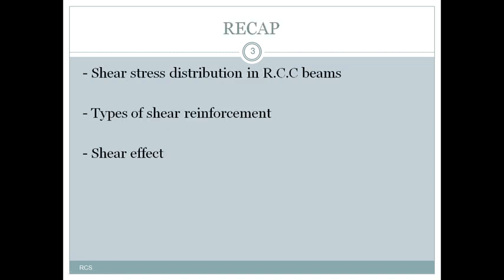So let us recall what we discussed in our previous class, that is, last class. We have discussed shear stress distribution in RCC beams, what types of shear reinforcement are provided, and what the shear effect is. So let me give a brief discussion on these three topics.